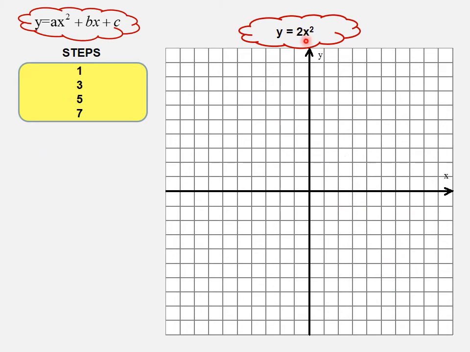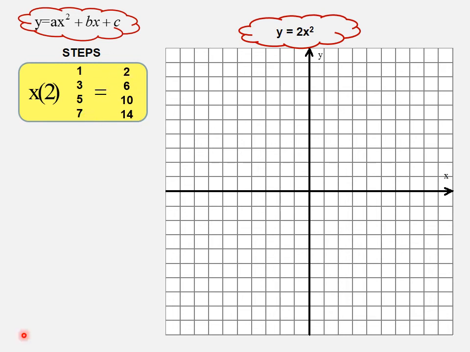Let's see what happens when a is bigger than 1, or a whole number. So a whole number bigger than 1. So we could be multiplying by, if this was 2 or 3 or 4 or anything bigger. Let's take our a and multiply our steps by 2. And so this time, multiplying these steps by 2, we get 2, 6, 10, and 14.